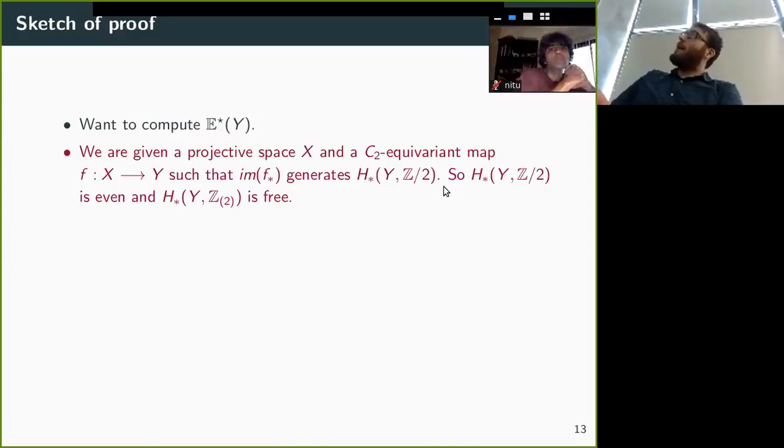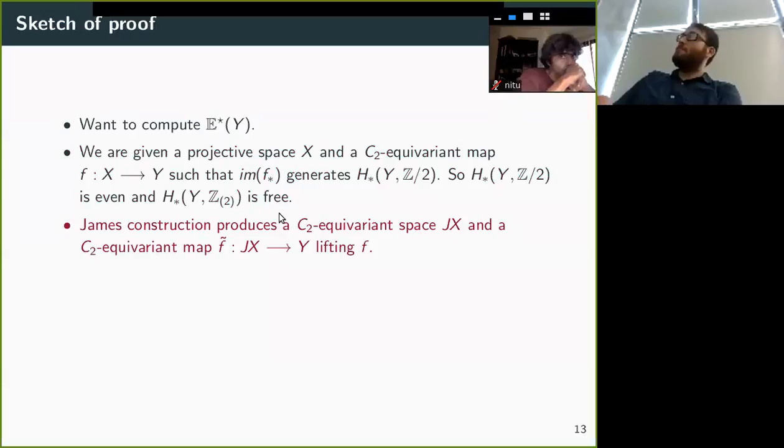So from that, right away, we get that the mod 2 homology of Y is even, since the mod 2 homology of wedges of CP infinities is even. And we get the integral homology of Y is free and even. OK, now let's take the James construction. So Y is a C2 equivariant H space. And so our map from X to Y lifts to a map from the James construction on X to Y, a C2 equivariant map that lifts this F.